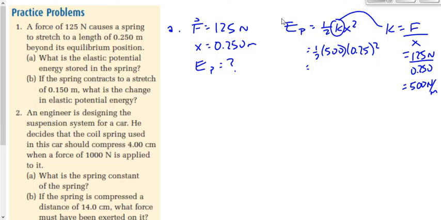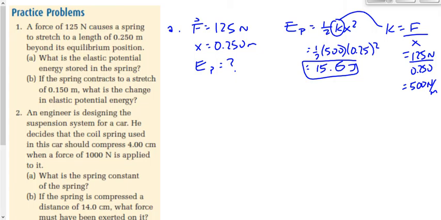15 point. Any more decimal places? Nope. 15.6 joules. And we're going to round that to the three significant figures that we already have it rounded to. So there's our answer to A. 15.6 joules is the elastic potential energy.